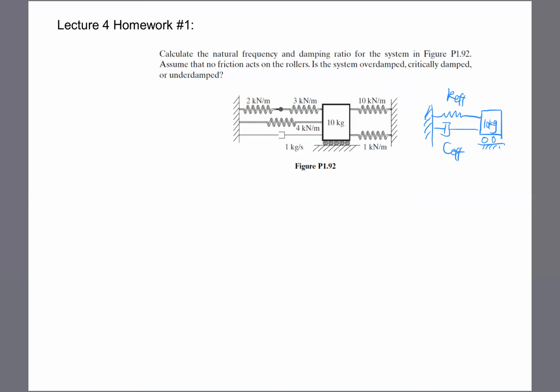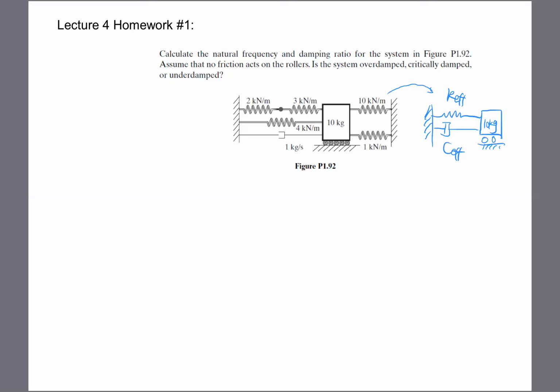So when you have a lot of springs connected to a single mass, you can always combine these springs together, and then eventually you can use one spring coefficient to represent all the springs. We call this the effective spring, and then we need to find the effective spring constant.